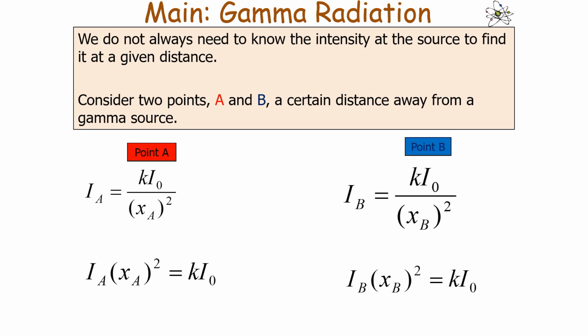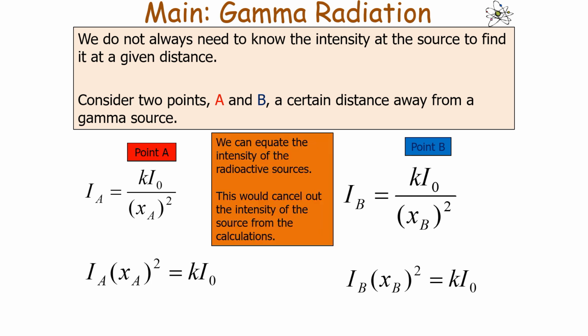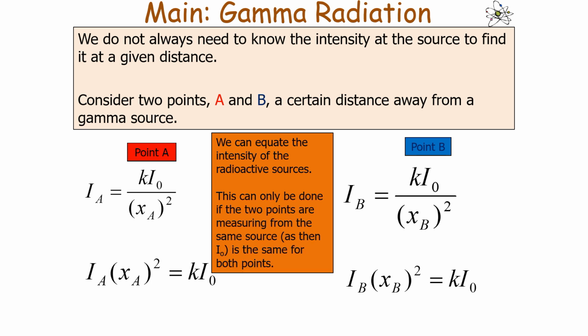But we don't always need to know the intensity at the source to find it at a given distance. So if you consider 2 points, A and B, a certain distance away from the same gamma source, we can write out our equations for the intensity at point A and the intensity at point B, and at this point we can actually equate the I0 of the two, because we can cancel out the intensity of the source in those calculations. Now this can be done because the 2 points are measured from the same source, so then I0 is the same for both of the points.